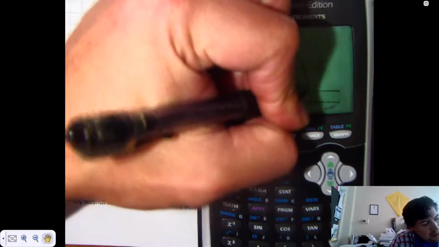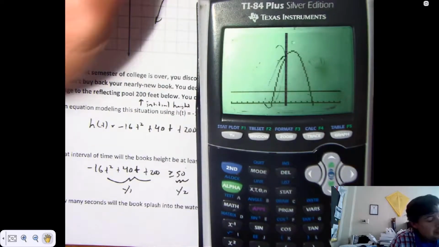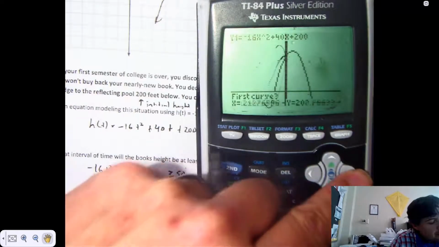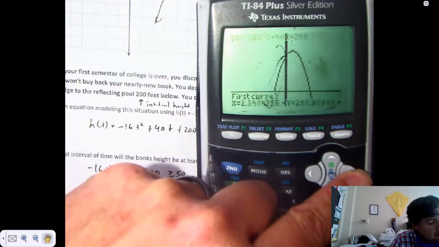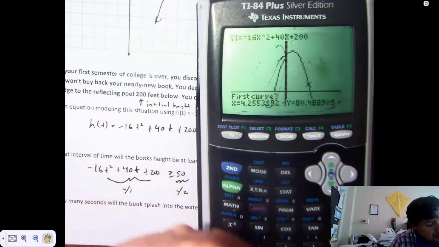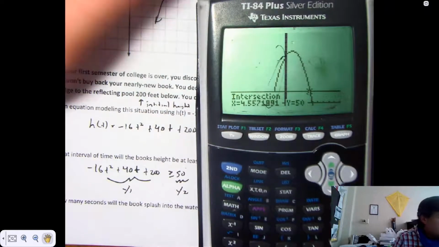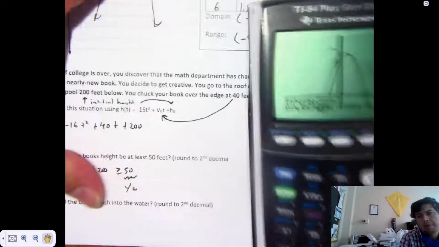And there's your intersection. And it is an intersection, so second trace 5 for intersect. And then we get my cursor close, and I'm going to press enter once, twice, thrice. Now, what I actually have here, and I'll draw this on a piece of paper to try and help you understand.